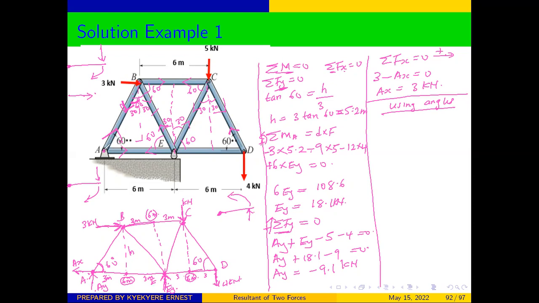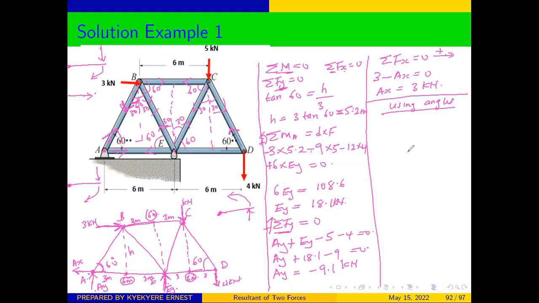Now, you can see that when you pick A, you don't know the force in this member here. You also don't know the force in this member here. Therefore, we have only 2 unknowns. But when you pick the one at B, 3 members are meeting at point B, and all the 3 members are not known. Therefore, we have 3 unknowns at B. And so we cannot analyze B, but we can analyze A, since A only has 2 unknowns.